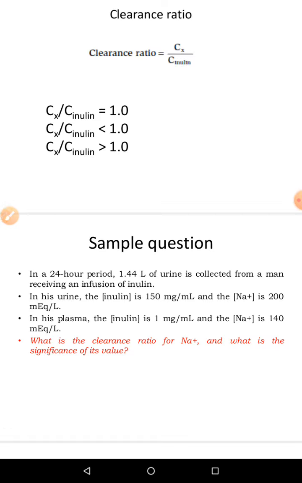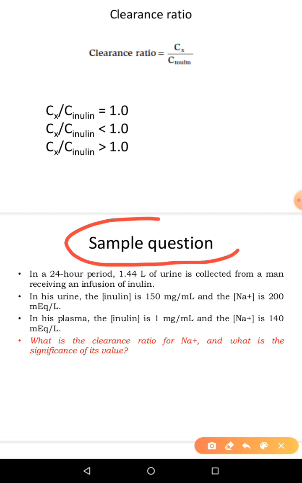Now, just to appreciate this equation, let's look at a sample question. The question reads, in a 24-hour period, 1.44 liters of urine is collected from a man receiving an infusion of what? Inulin. In his urine, the inulin concentration is 150 milligrams per ml, and the sodium concentration is 200 milliequivalents per liter.